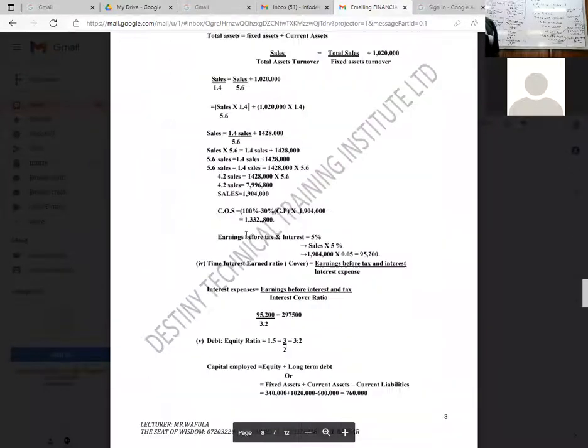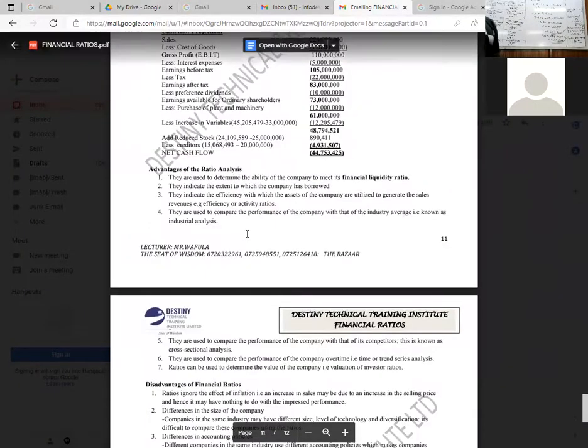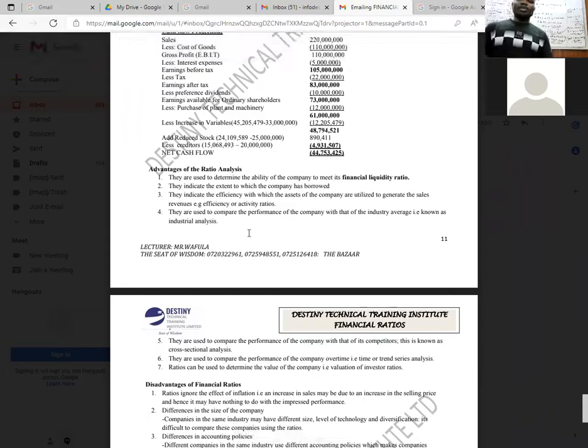So in the handout, the last page, are you seeing the advantages of ratio analysis? The last page. The advantages and the disadvantages of ratio analysis. Are you seeing them? Yes. So I want you, in your free time, to summarize at least 4, which you can master well, in your book.